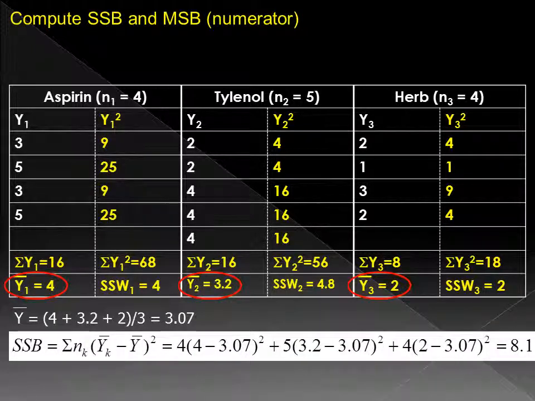It is this formula. Let's focus on each group, it's easier that way. Let's look at the aspirin group. For this group, we use the sample size 4 multiplied by the group mean of 4 minus the grand mean, and square the difference. Then move to the Tylenol group. It is sample size of 5 multiplied by the group mean of 3.2 minus the grand mean of 3.07, squared. Similarly, for the herb group, we have 4 multiplied by 2 minus 3.07, squared. Then we add these 3 elements together. We will have 8.1. Mean square between is 8.1 divided by df between. It is 4.05.